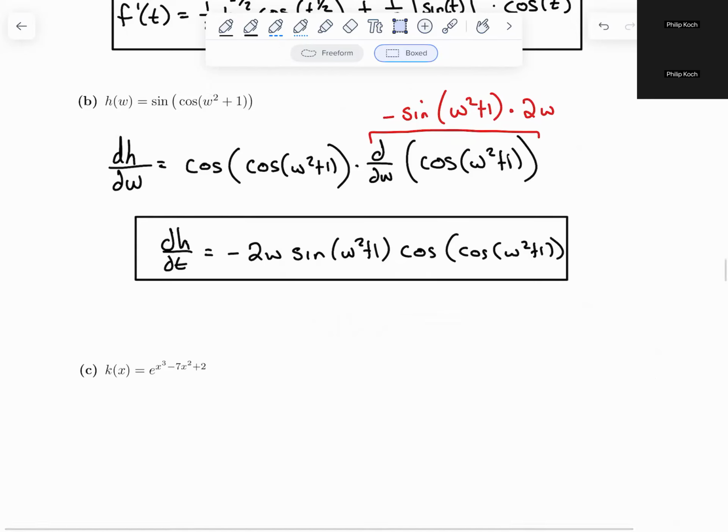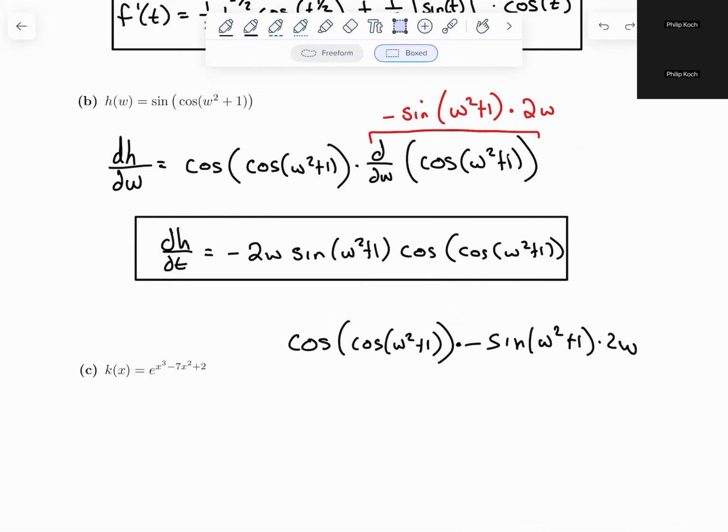All right. Any other questions on that one? I didn't understand the part that you deleted. Yeah. So the derivative of the inside is this. But if you don't have parentheses, it now looks like, and is read by any computer, cosine of w squared plus 1 minus the quantity sine of w squared plus 1 times 2w, instead of being multiplied together, which is what it is. So.